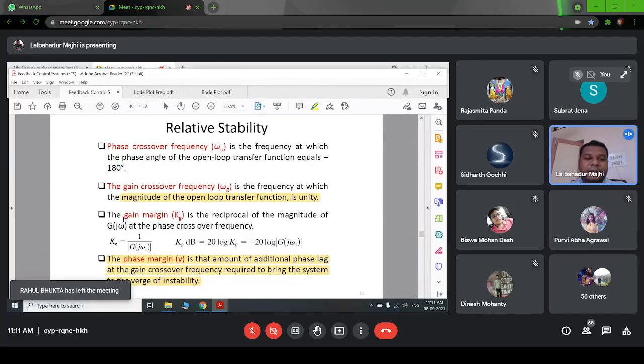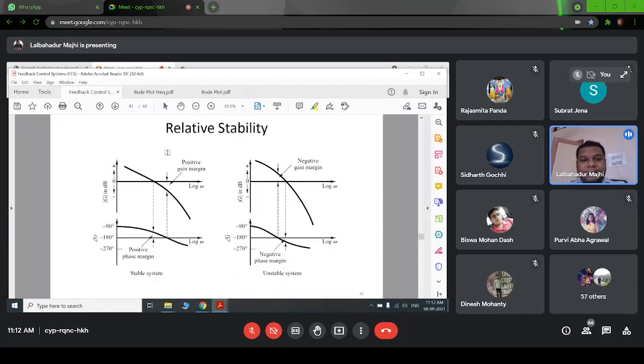Remember that the gain margin will be calculated at the phase crossover frequency, and the phase margin will be calculated at the gain crossover frequency. Both are vice versa. The gain margin will not be calculated at the gain crossover frequency. The gain margin is calculated at the phase crossover frequency, and the phase margin at the gain crossover frequency.